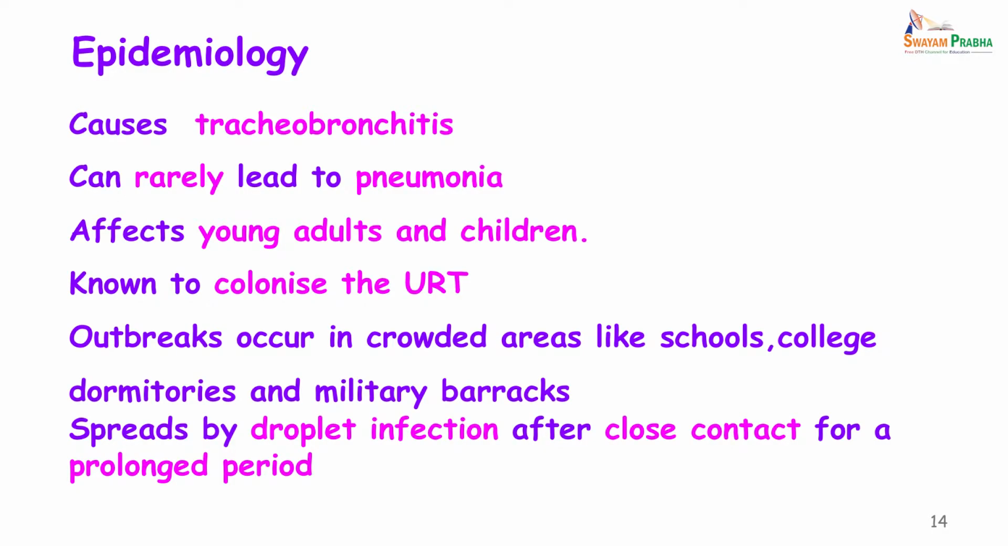Mycoplasma are known to cause tracheobronchitis, and very rarely does the disease progress to become a pneumonia. It usually affects young adults and children. It is known to colonize the upper respiratory tract, and outbreaks occur in crowded areas like schools, colleges, college dormitories, military barracks. It spreads by droplet infection after close contact for a prolonged period.